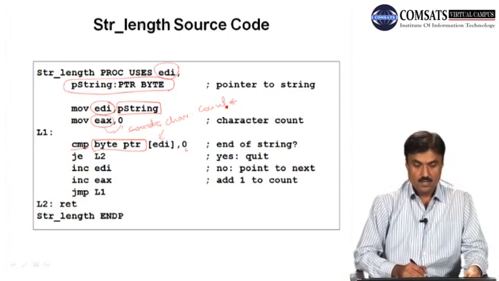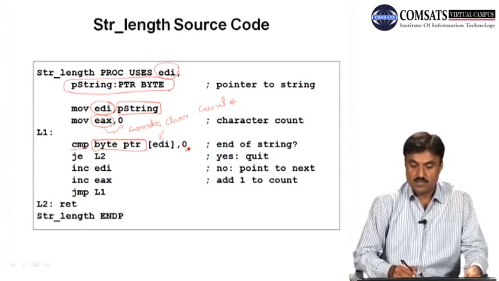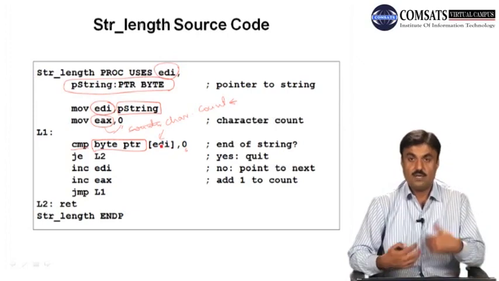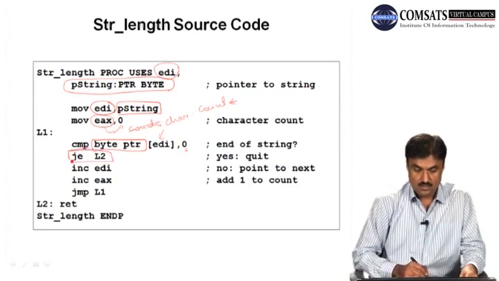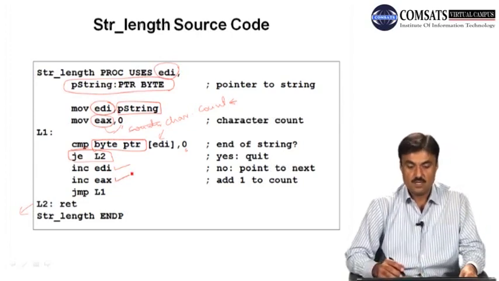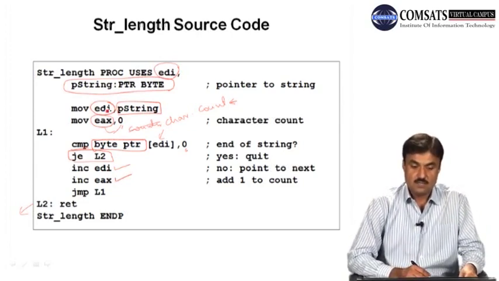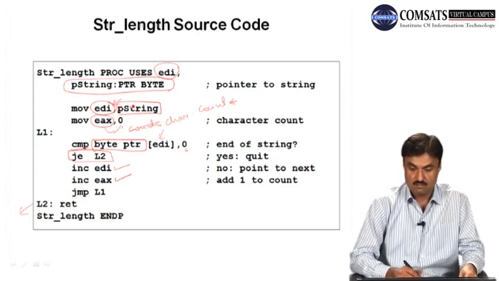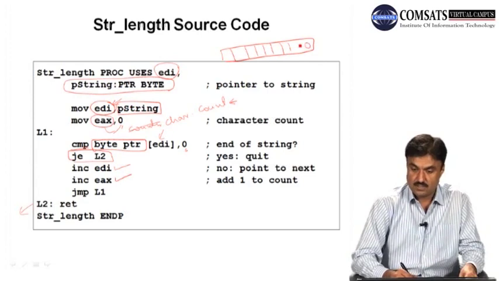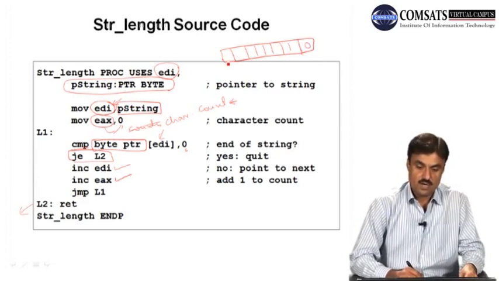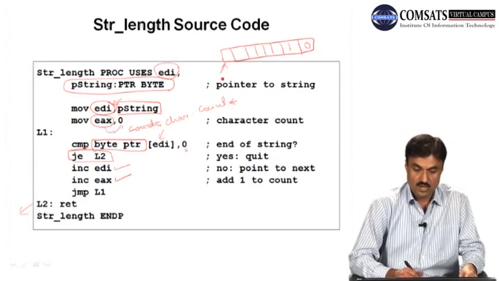Until we find 0 at EDI, it will increment EAX, and so on. If they are equal, it will jump to L2. L2 means exit from the procedure. Otherwise, it will increment EDI and increment EAX. EDI is the initial starting address of the string, the byte array. The string array has values, and the last element is 0. Initially we start from here, and this is pointed to by EDI.